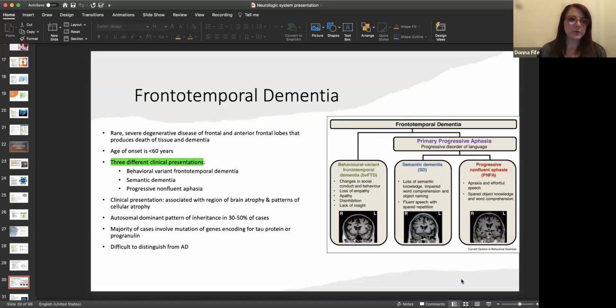More on frontotemporal dementia. Oops, nope, that's the same slide. I don't know why I have the same slide in there twice.